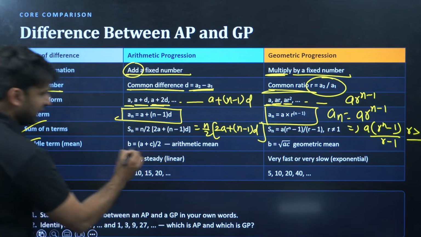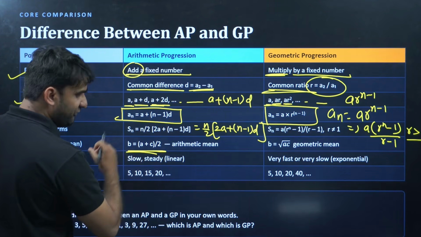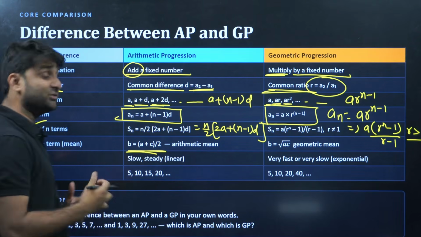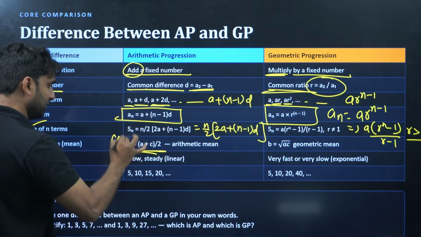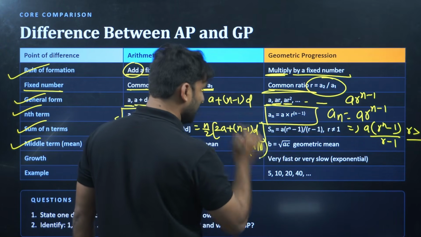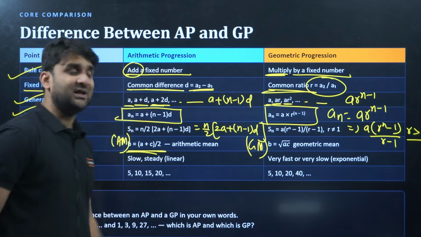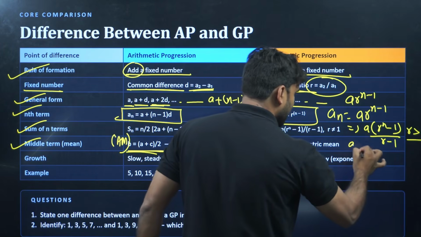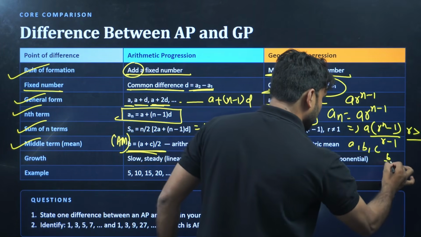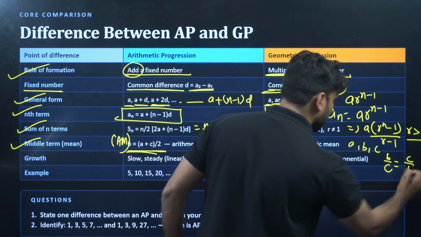Middle term: we can use this formula to find the middle term. If we have 3 terms, the middle term will be A plus C divided by 2, which is called the arithmetic mean. And here the middle term we can find is called the GM, geometric mean. B is equal to under root AC. How? Listen, if A, B, C, 3 terms are in GP, then B by A should be equal to C by B.